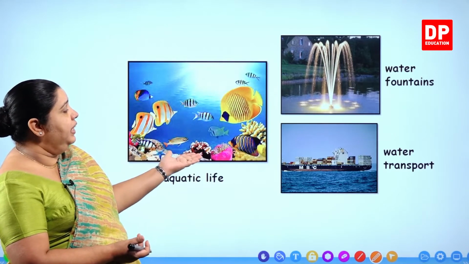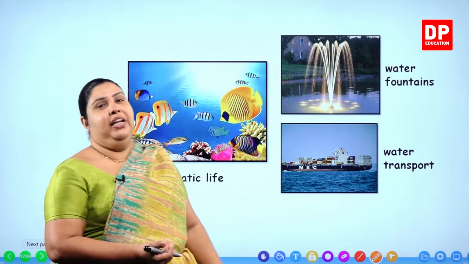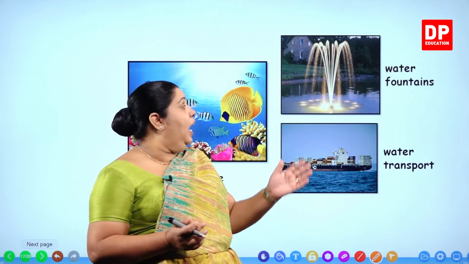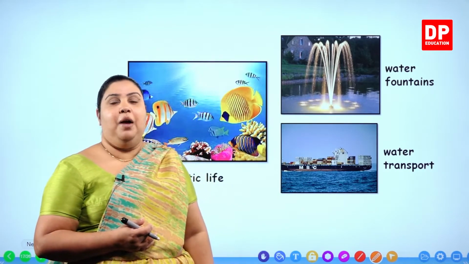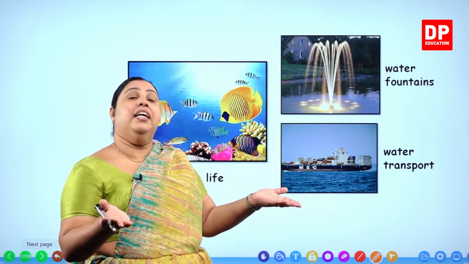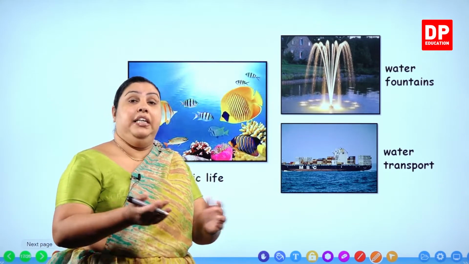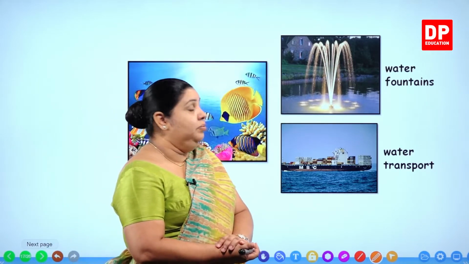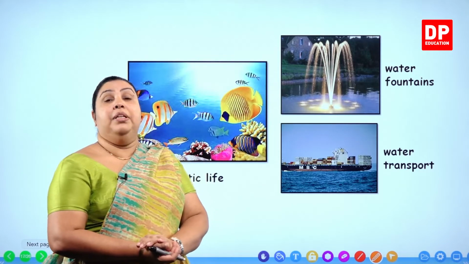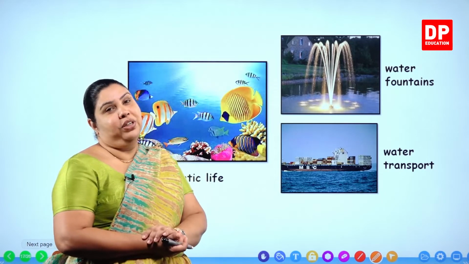Then apart from this, water fountains. Have you seen them? In those beautiful gardens, in the ponds in various places, we have these water flowers. We call it a water fountain in English. Water fountain. Can we have a water fountain without water? We need water to have a water fountain.